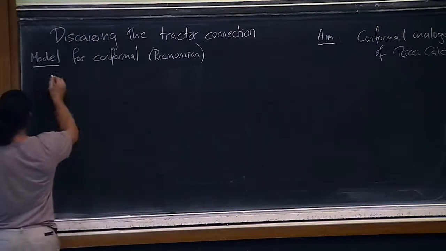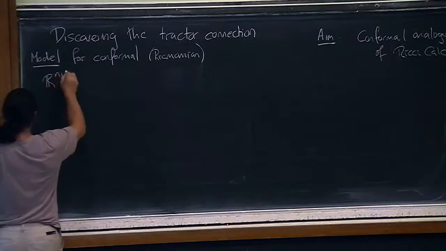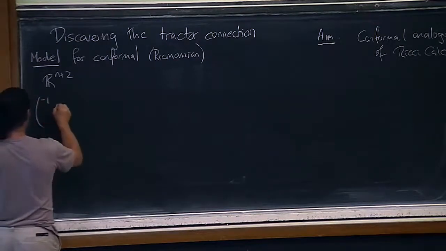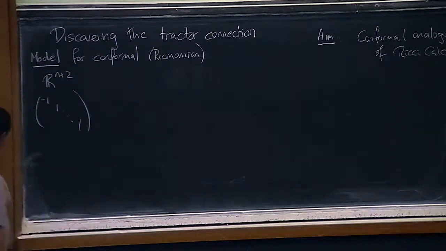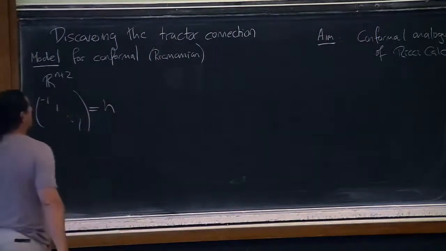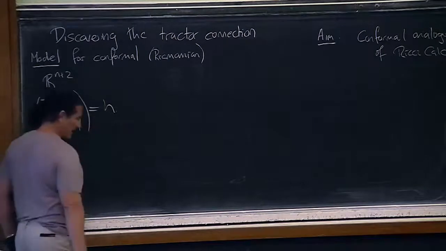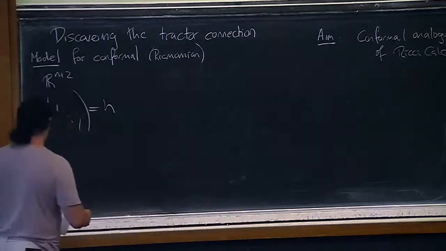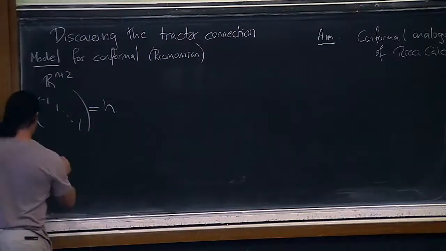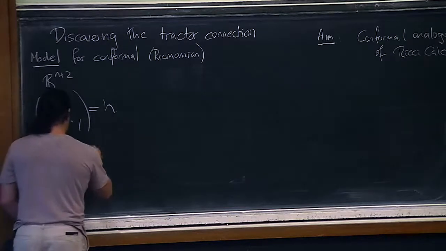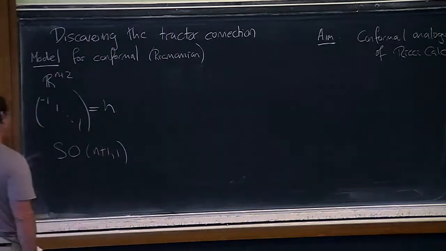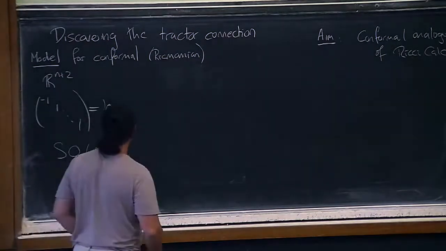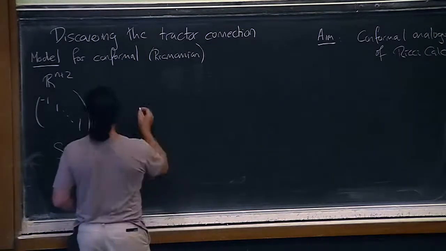So, to do this, let's take R^(n+2) and equip it with a Lorentzian signature metric, so (-1, ...), just like that. And I'll call that H. So this is Lorentzian signature, but the conformal geometry we're going to end up discussing will have Riemannian signature. Okay, so this is going to give us a group, let's say, SO(n+1,1). In fact, I really want to restrict to the time-preserving part of that for a reason that will shortly be obvious.